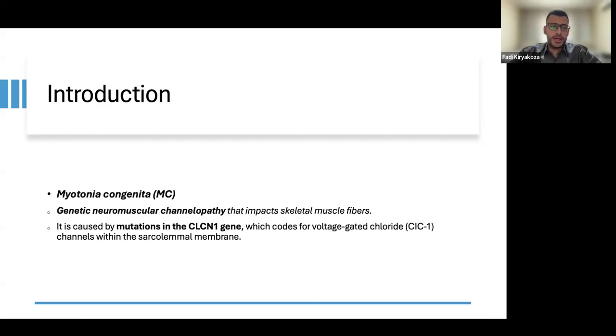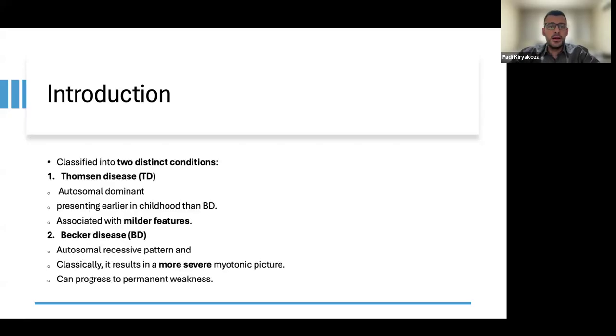We'll start with an introduction. Myotonia congenita is a genetic neuromuscular channelopathy that impacts skeletal muscle fibers. It is caused by a mutation in the CLCN1 gene, which codes for the voltage-gated chloride channel within the sarcolemmal membrane in skeletal muscles. It is classified into two distinct conditions: Thomson disease, which is autosomal dominant, presents earlier in childhood than Becker disease, which we will talk about shortly, and also has milder features. Becker disease, on the other hand, is autosomal recessive. Classically, it presents with a more severe myotonic picture and can progress to permanent muscle weakness.